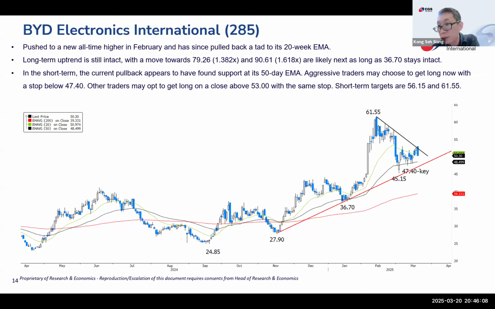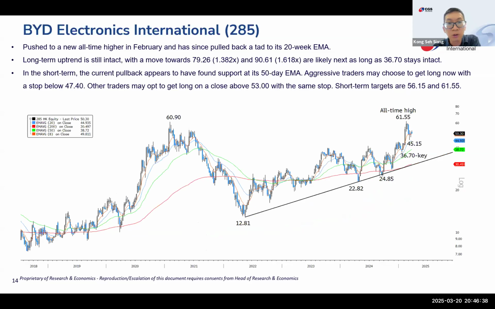If we take out yesterday's high at about 53, so if we close above 53, you can look to get long here with BYD Electronics. The stock code is 285. Your stop should be below the last swing low here at 47.40. So a nice uptrend. The structure does suggest that even this swing could easily take prices up to short-term targets of about 56 to 61. But longer term, we expect prices to continue on to about 79 and 90 for BYD Electronics.